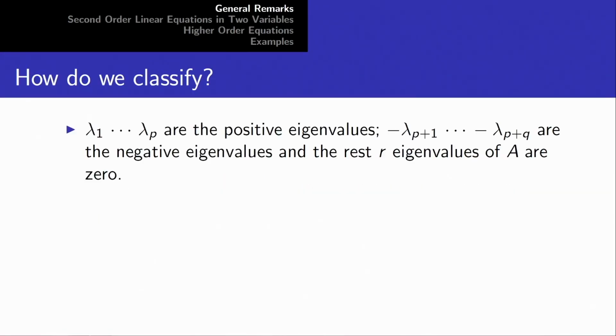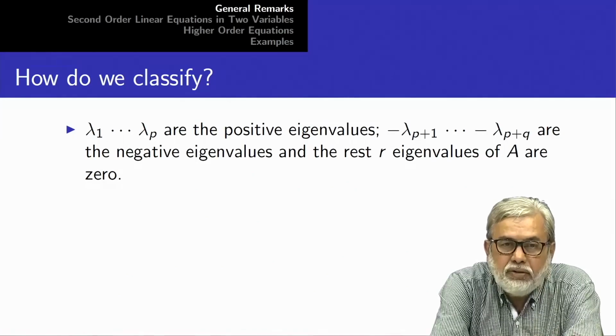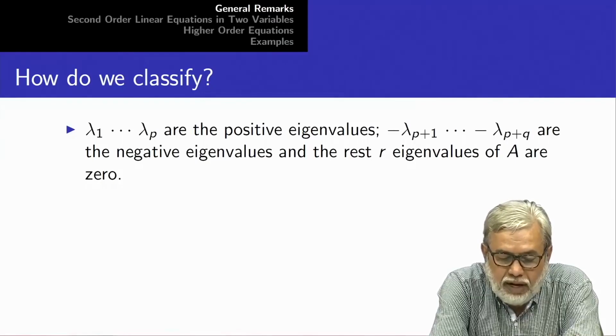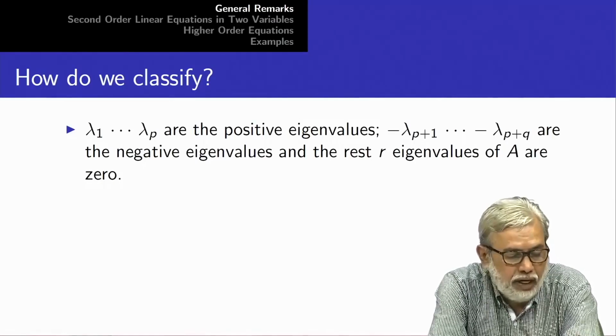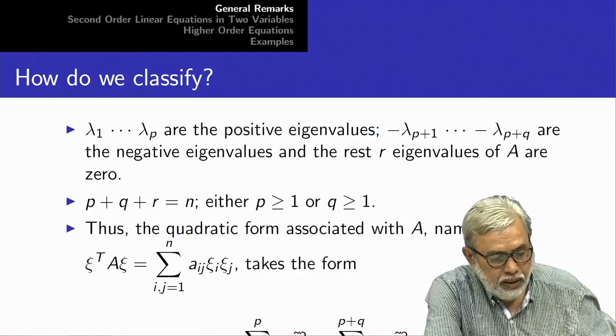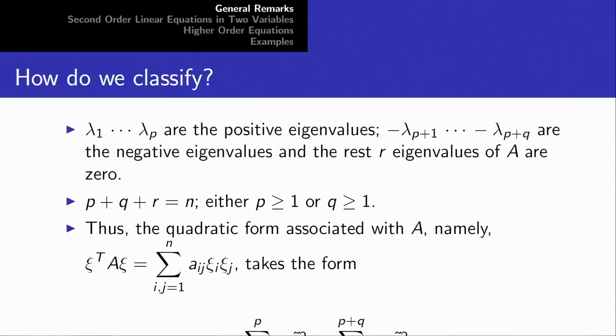So lambda 1, lambda 2, up to lambda p are the positive eigenvalues of A, and minus lambda p plus 1 etcetera are the negative eigenvalues. There are p positive eigenvalues, q negative eigenvalues and r 0 eigenvalues, so the total number should be n: p plus q plus r equals n. Since A is non-zero, it has at least one non-zero eigenvalue, which means either p is greater than or equal to 1 or q is greater than or equal to 1.